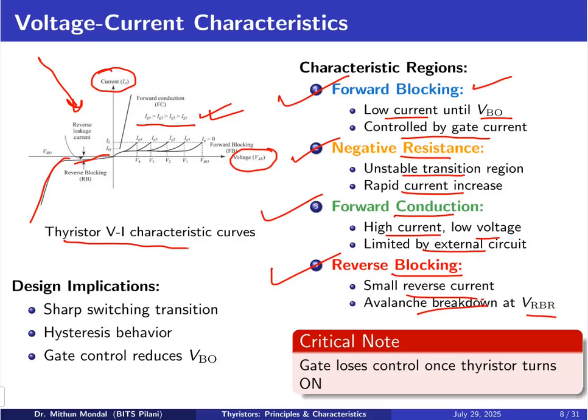As for the design implications, if not done properly, there can be a sharp switching transition. You have to take care of the hysteresis behavior as well as the gate, which will be controlling the breakover voltage. So you need to control this design properly to get the important VI characteristics. The critical note here is that the gate will lose its control once the thyristor turns on. If you have turned on the thyristor, there is no purpose for the gate now. The purpose of the gate is only to turn on the thyristor. Once the thyristor is turned on, the gate loses its control.